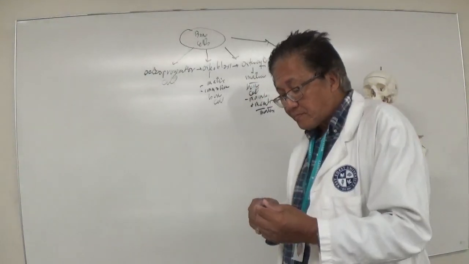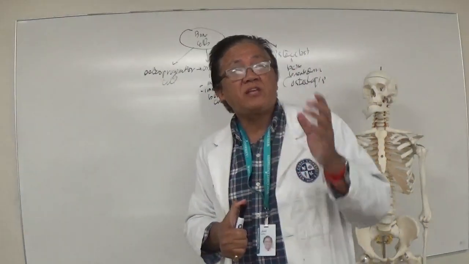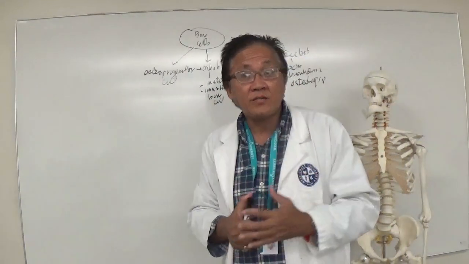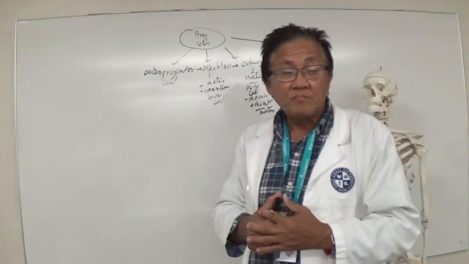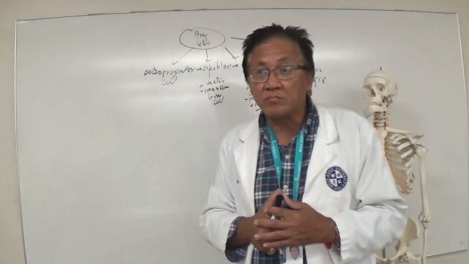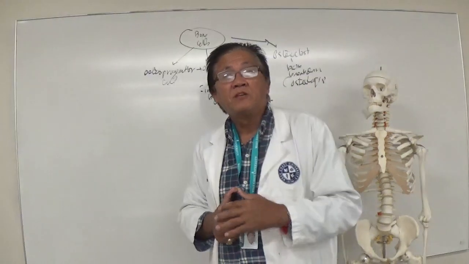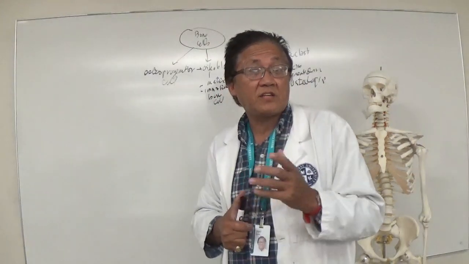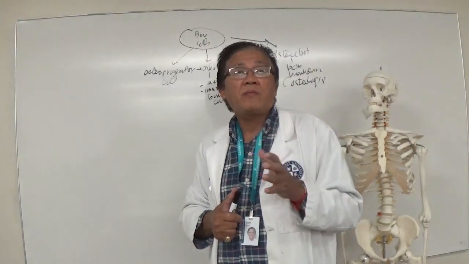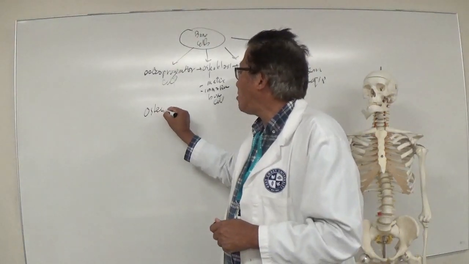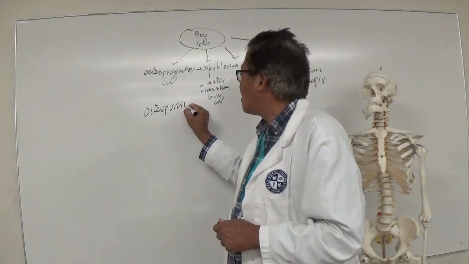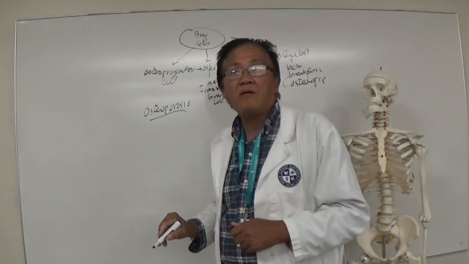Now, do we need calcium in the formation of bone? Yes. Of course. There's a reason why we encourage you to drink milk when you're growing. Because milk can help strengthen your bone. Definitely, right? So milk is important because it contains calcium. Now, remember the word osteoporosis? What happens in osteoporosis? The bones become very brittle.